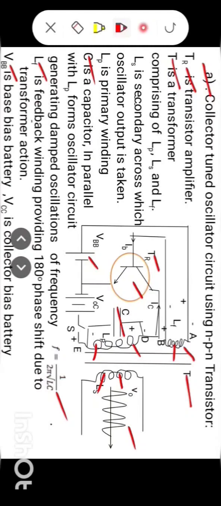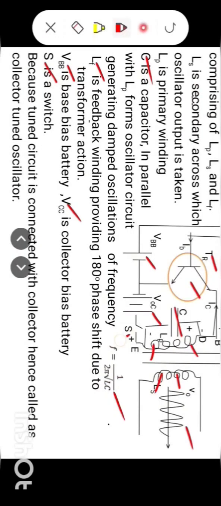VBB is the base bias battery. VCC is the collector bias battery. S is a switch, an on-off switch. Because the tuned circuit, that is the parallel LC circuit, is connected with the collector, it is called a collector tuned oscillator. If it is connected with the base, then we call it a base tuned circuit. But here it is connected with the collector of the transistor, so we call it a collector tuned circuit.